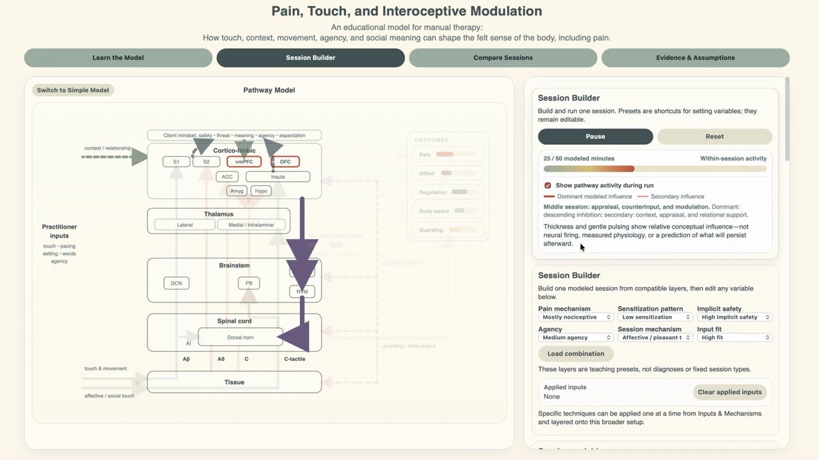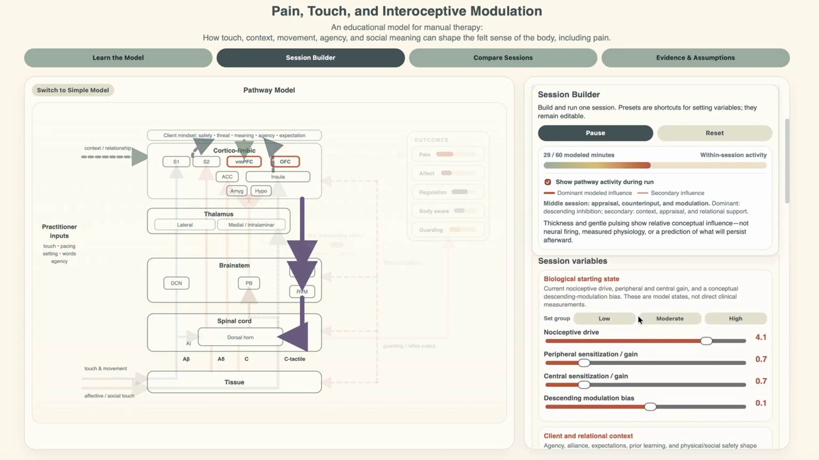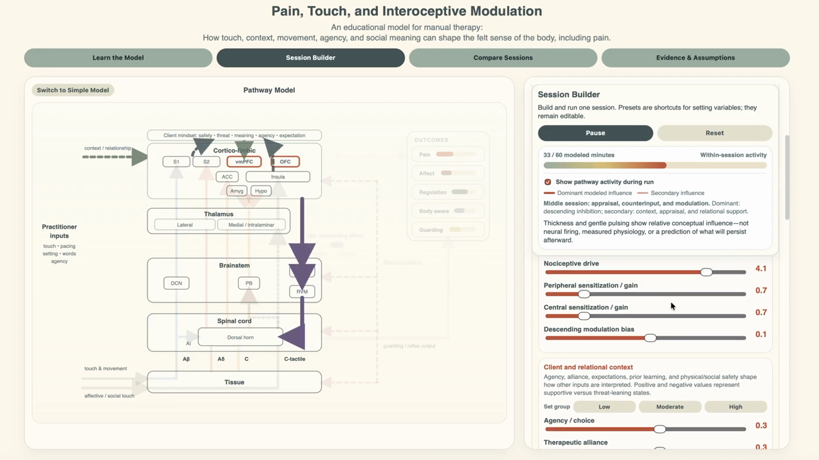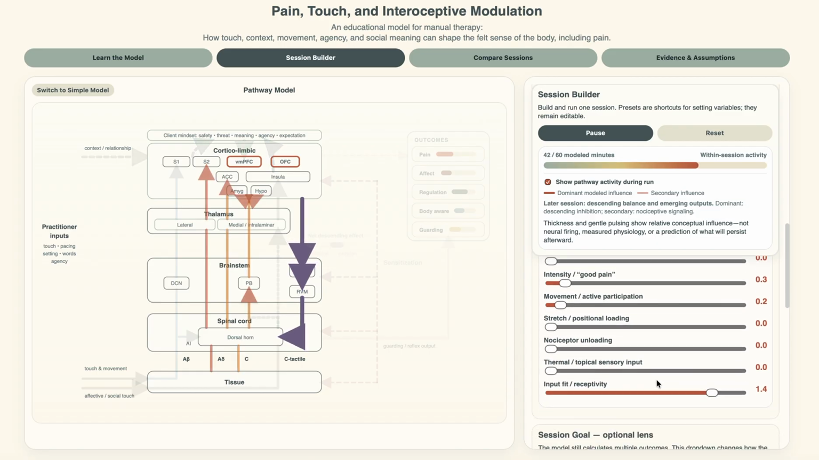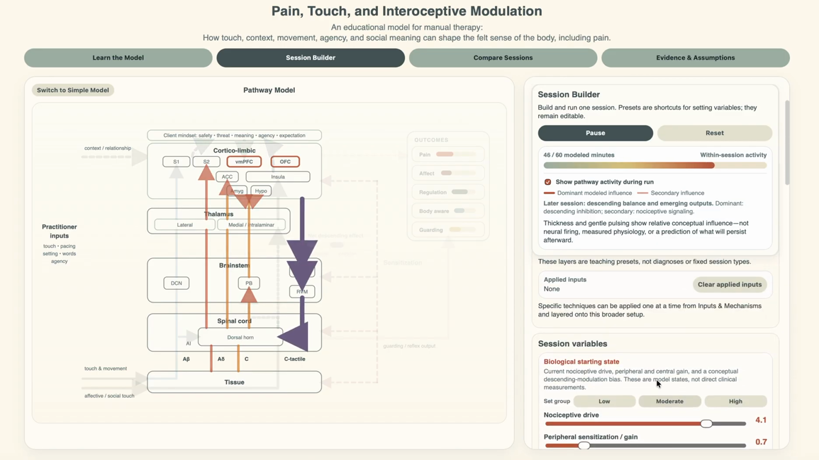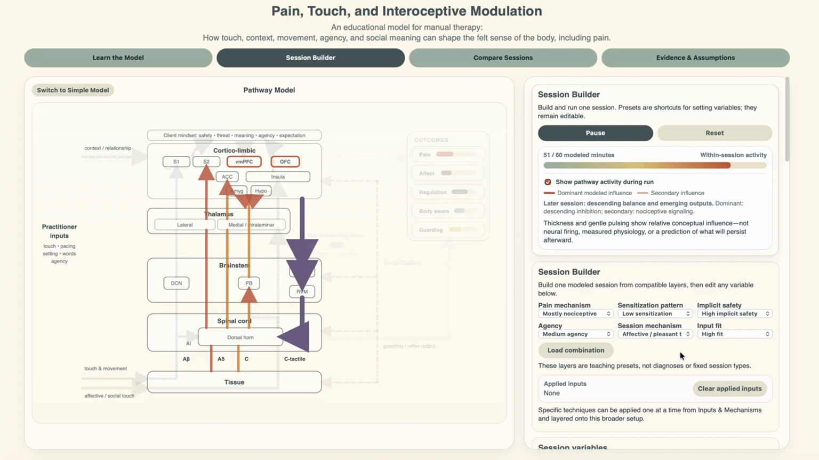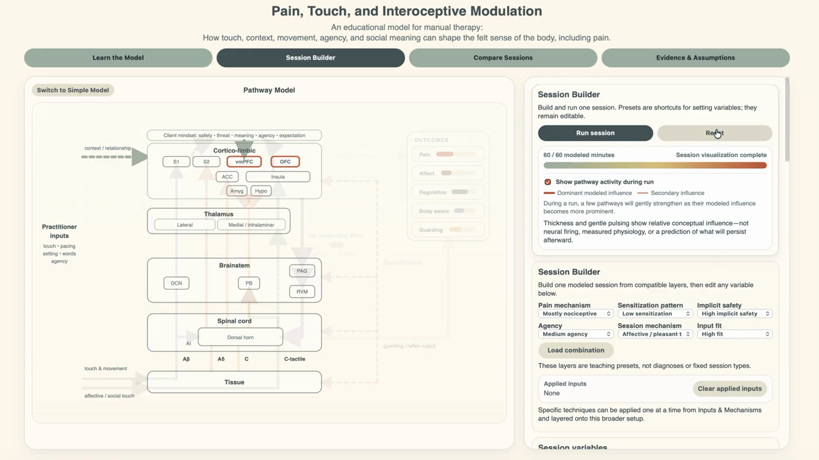Each of these settings up here can then be further adjusted if you want. We can adjust these individually. Each one of these settings can be manually adjusted all you want. So that was high. You can see that we got lots of descending modulation going on there, but if we reset it and we change implicit safety to low and ran it, what we're going to see is not the same kind of descending input that we had before.